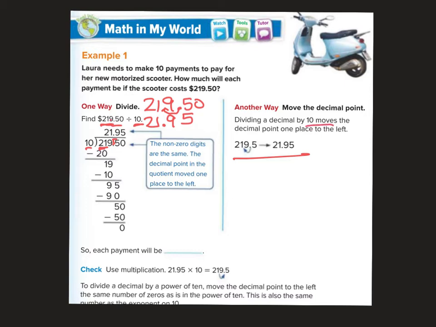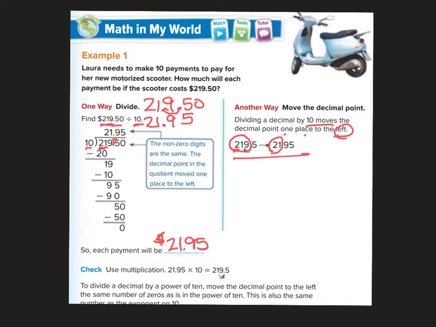Dividing a decimal by 10 moves the decimal point one place to the left. Just like when we multiplied by 10, our decimal moved one place to the right and it got bigger, but when we divide numbers, they get smaller. So we have to move the decimal to the left. We can think about this as, hey, this was about 219, and this is 21. 21 is smaller than 219, so I know I moved it the right direction. So each payment will be $21.95. Get our dollar sign in there.